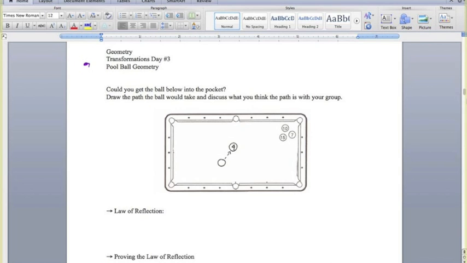You might want to try to sketch something out. You can discuss it with the people around you and try to decide, are we going to make the shot, or are we going to miss the shot? And if we're going to make it, where are we going to make it?